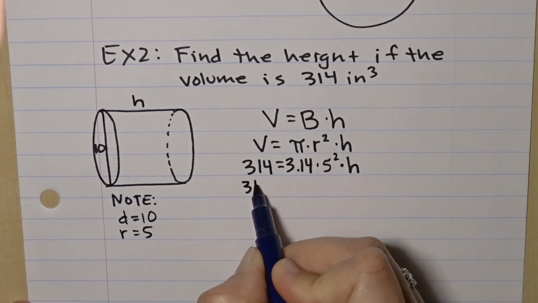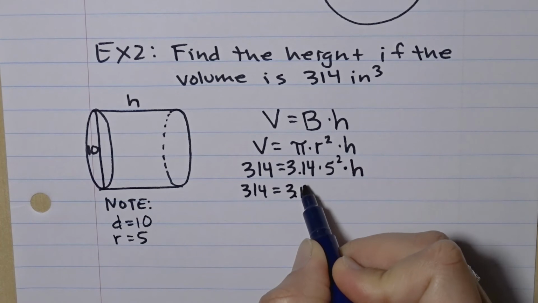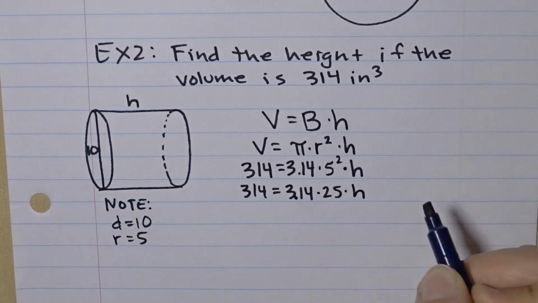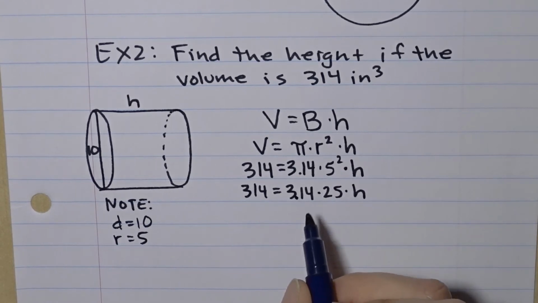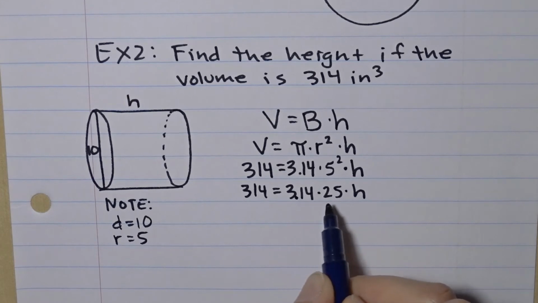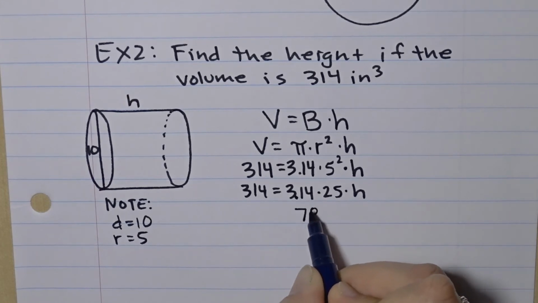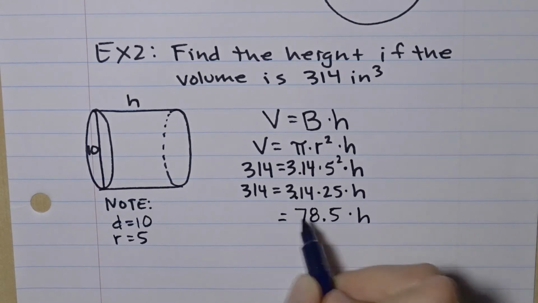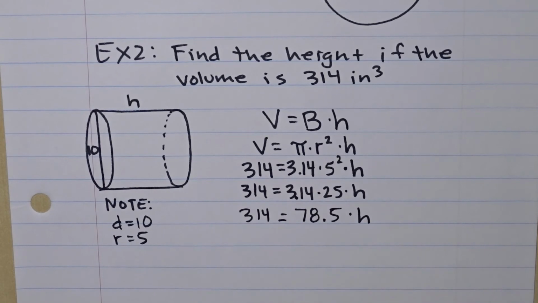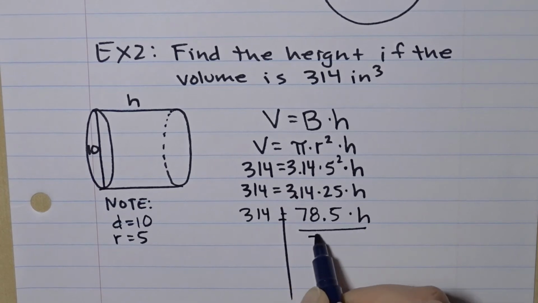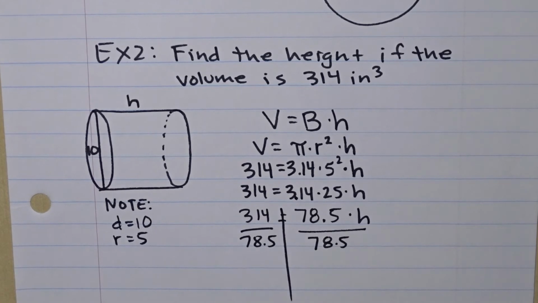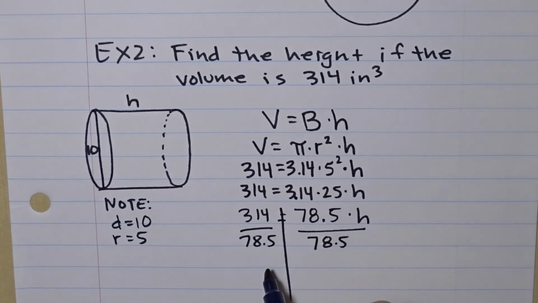So this is going to be 314 equals 3.14 times 5 squared, which is 25, times h. And so these two numbers multiplied together is 78.5 times h. And we still have 314 on this side. And now to solve this, the opposite of multiplying is to divide. And in dividing that, you get approximately 4.